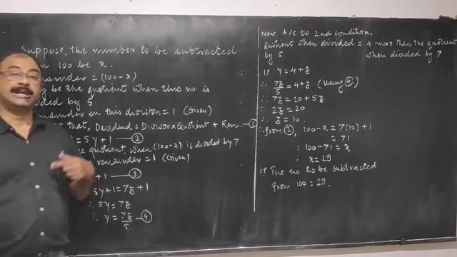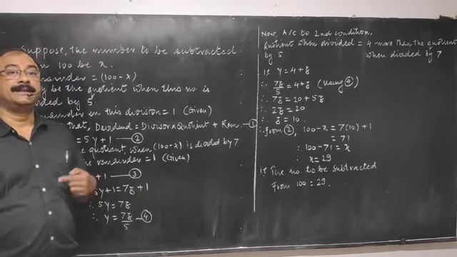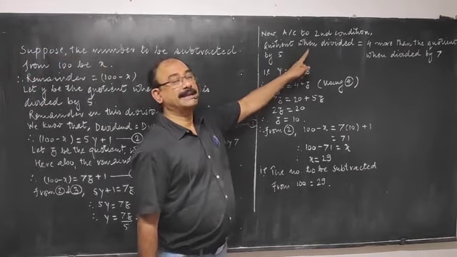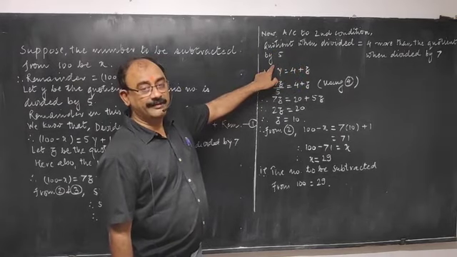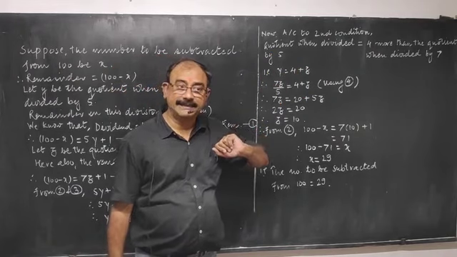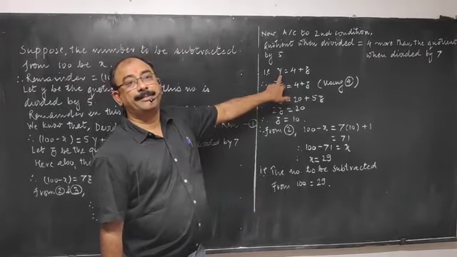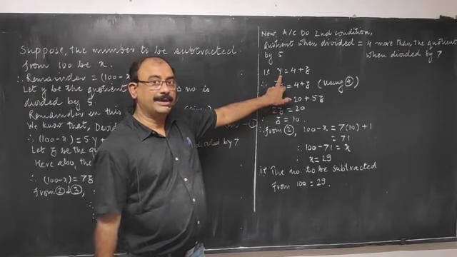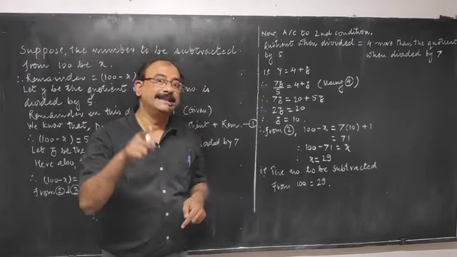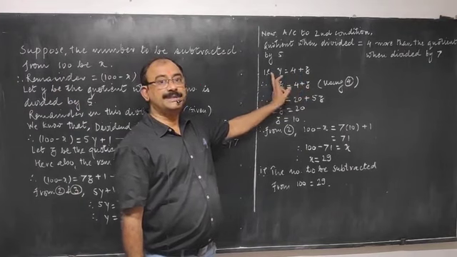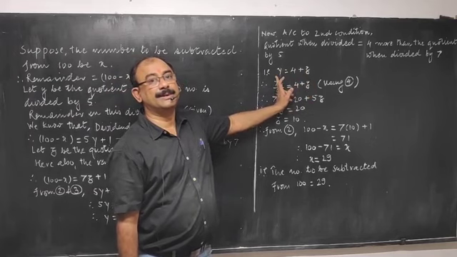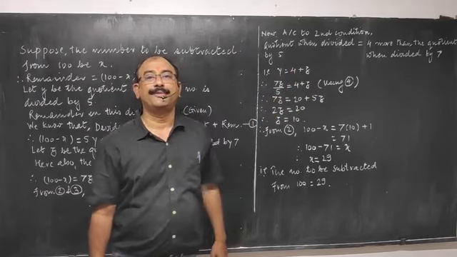Now in the second condition it is given that there is a relation between the quotients in the two divisions. I have written, according to the second condition, the quotient when divided by 5 is 4 more than the quotient when divided by 7. Quotient when divided by 5 is y according to my assumption, and quotient when divided by 7 is z. So this quotient is 4 more than this quotient. So y is equal to 4 plus z, or you can write z plus 4 also.